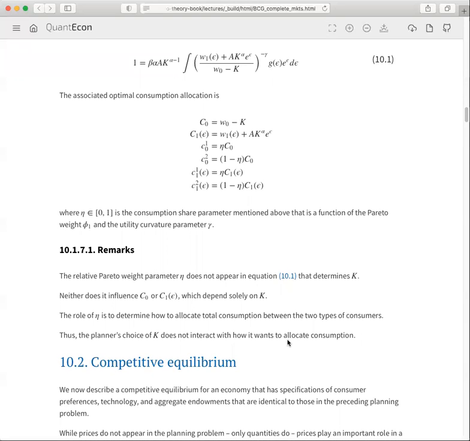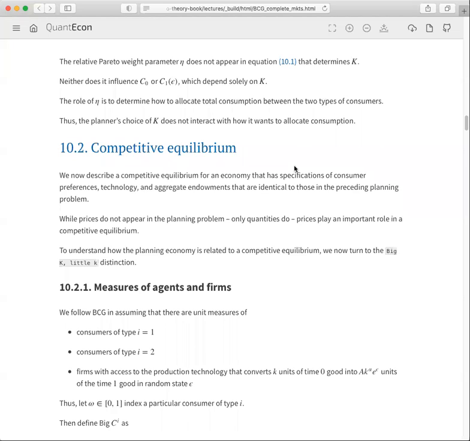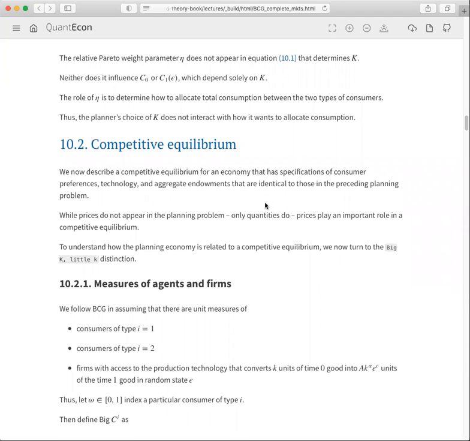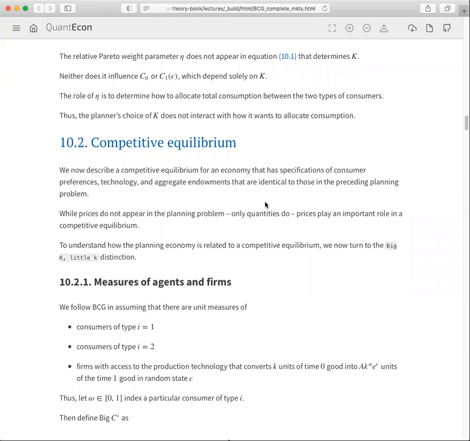Okay. So that's the planning problem. Okay. So now we're going to talk about the competitive equilibrium, and we're going to draw some distinctions that are often in the background, but we're going to bring them out about why we assumed measures of agents, why Bisin, Clementi, and Gottardi assume measured agents.